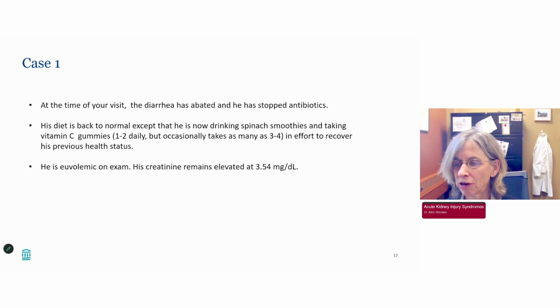He is no longer having diarrhea. He stopped the antibiotics. His diet is completely back to normal, except he's now drinking spinach smoothies that his family is feeding him in order to bulk up and get him back to health. He is on vitamin C gummies and occasionally takes as many as 3 to 4 a day in an effort to recover his previous health status. Completely euvolemic on exam, his creatinine unfortunately remains elevated at 3.54.